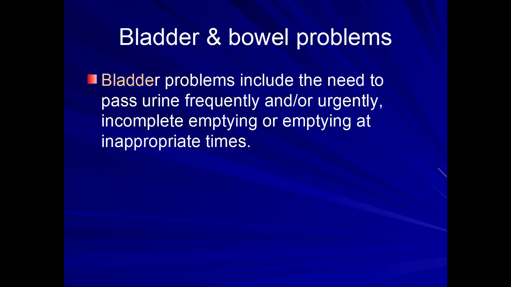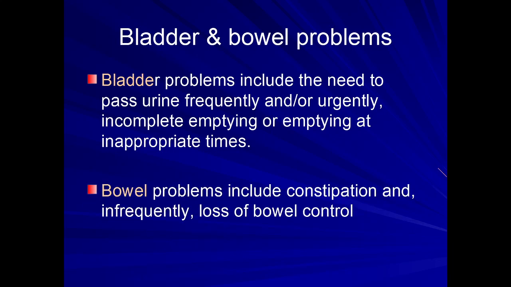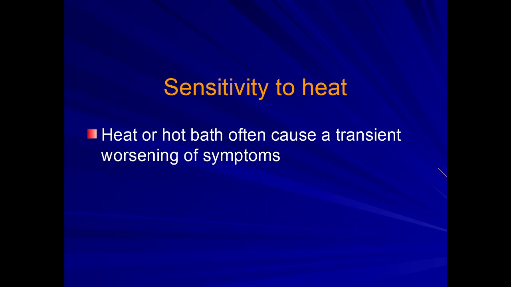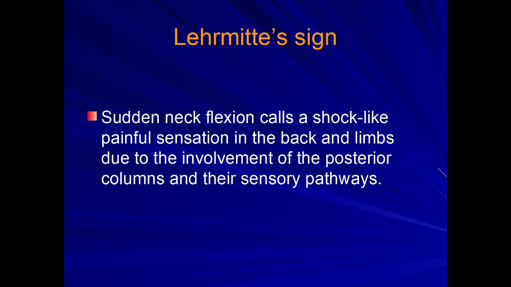Bowel and bladder problems such as need to pass urine frequently and urgently, incomplete emptying, constipation. Sensitivity to heat. Heat or a hot bath often may cause transient worsening of symptoms. And Lhermitte sign is typical. Sudden neck flexion causes a shock-like painful sensation in the back and limbs due to involvement of the posterior column.